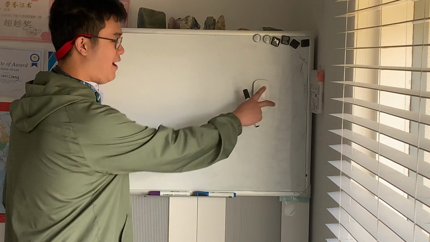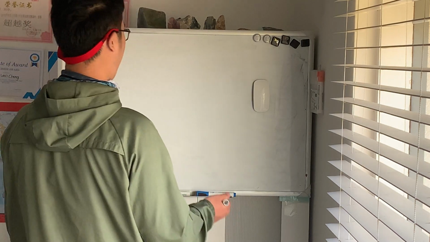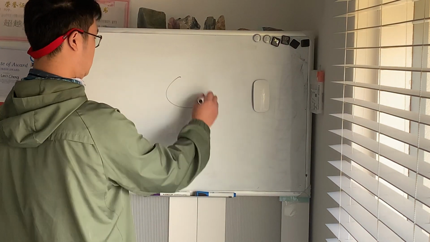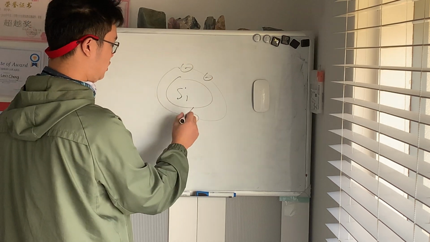People who are taking chemistry will immediately notice: what is a semiconductor? Semiconductors all have four outer shell electrons, which means it's group four. The two most commonly used semiconductors in electricity are silicon and germanium. In this case, we're talking about silicon because it's even more commonly used than germanium. So silicon has four outer shell electrons.